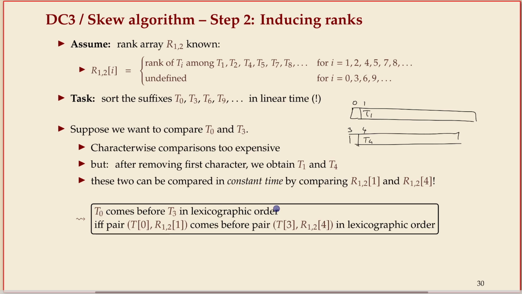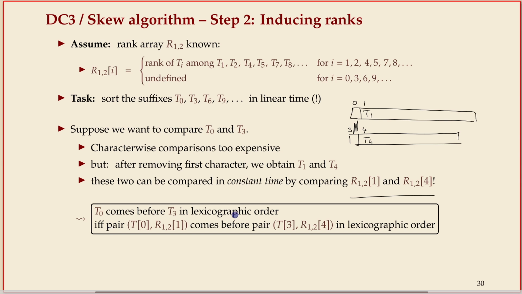So I can actually use this to do comparisons in constant time. If I want to figure out whether T0 or T3 comes earlier in the alphabetic order, I explicitly compare the first character. Now, if that one's different, I already know which comes earlier, whatever character is earlier in the alphabet. But if they're the same, then I instead look at the suffixes that remain after that. And those two, I have already all information I need for that.